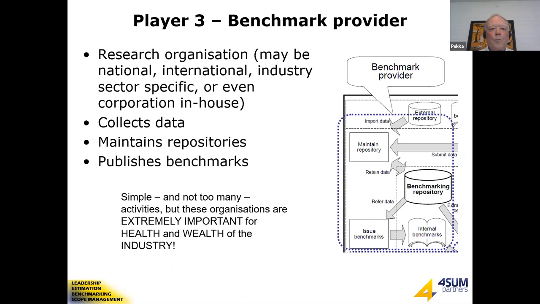And then really the tasks are collects data, maintains repositories, and publishes benchmarks. So they are simple and not too many activities. But without this kind of organizations, it would be very difficult to help organizations improve their health and wealth in the industry. And that is also for the developer organizations, supplier organizations, and the customer organizations. All can benefit from good data.